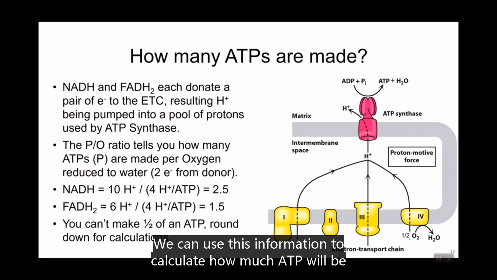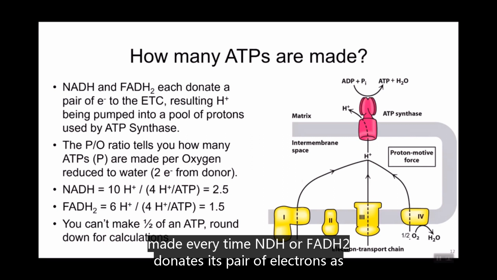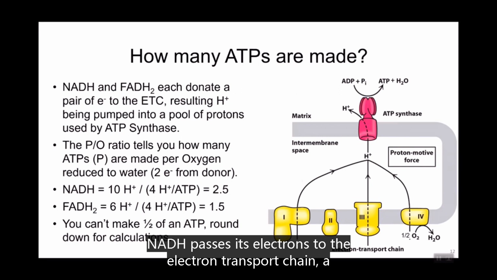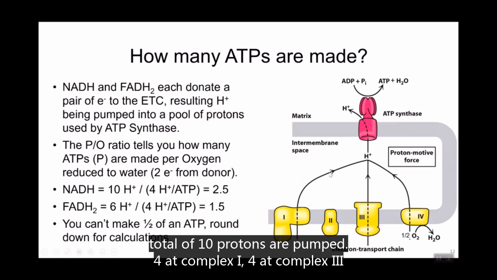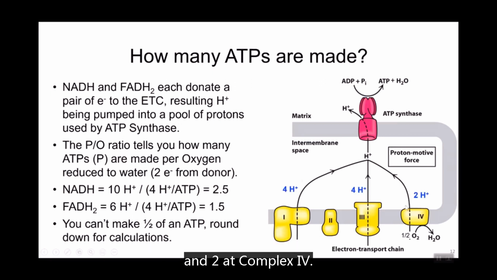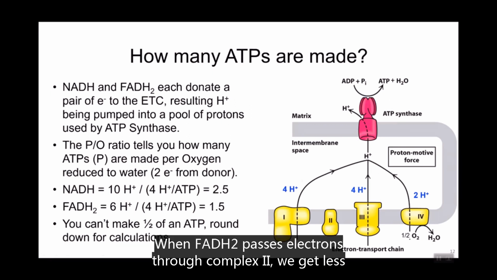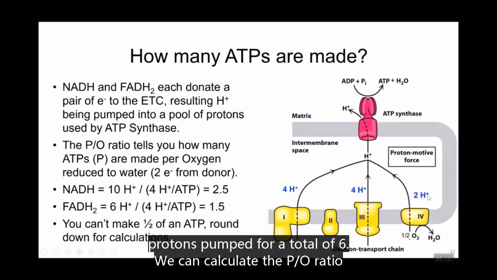We can use this information to calculate how much ATP will be made every time NADH or FADH2 donates its pair of electrons. As NADH passes its electrons to the electron transport chain, a total of 10 protons are pumped, 4 at complex 1, 4 at complex 3, and 2 at complex 4. When FADH2 passes its electrons through complex 2, we get fewer protons pumped, for a total of 6.